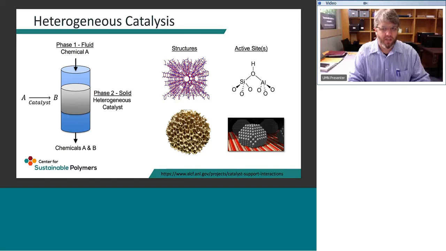But the question becomes, how do you introduce active sites for chemistry into a second phase? And that has to do with solid structures. In this case, porous materials like you see at the top, where you can introduce active sites such as a Bronsted acid site introduced with aluminum, or you can do other structures such as a foam monolith support you see on the bottom with supported metals such as platinum, rhodium, ruthenium, and many other different types.